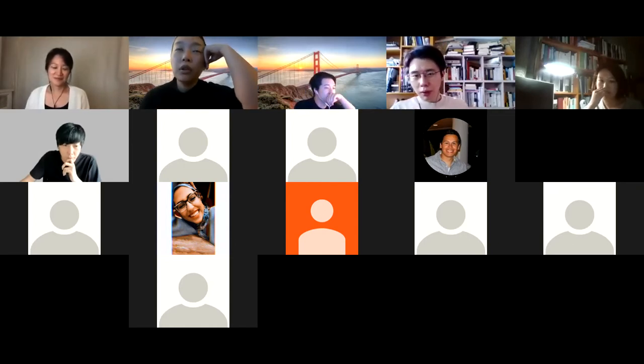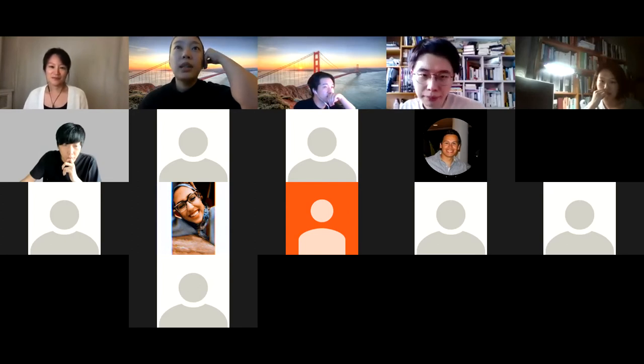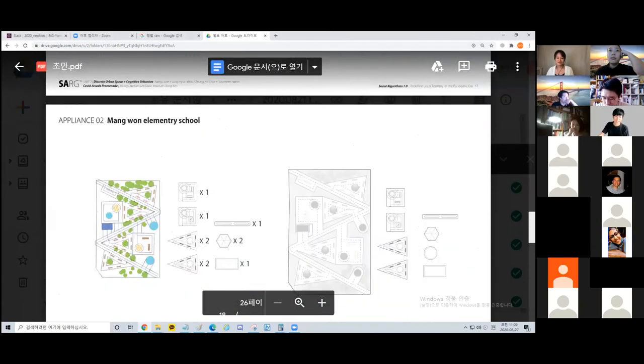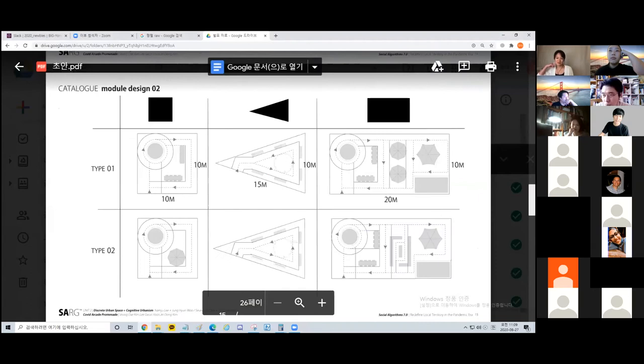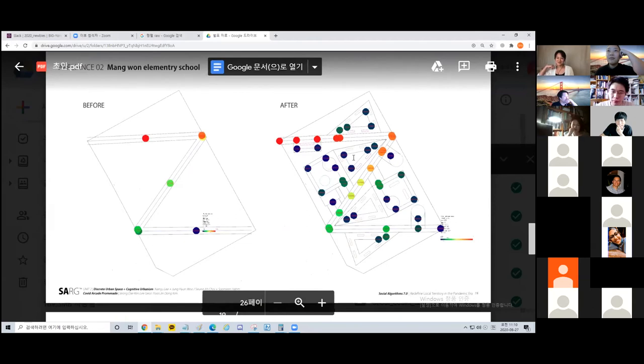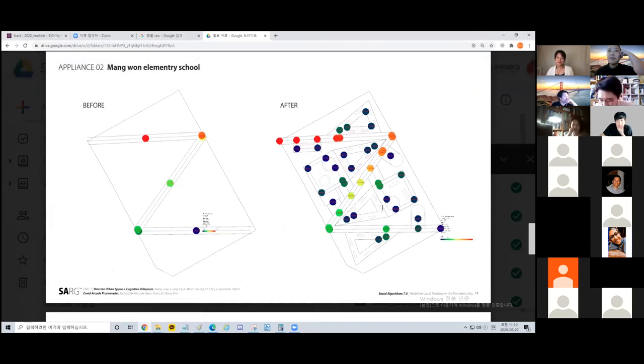Can you keep on sharing your screen? Maybe go to the best page that you like. Maybe the last page. Is this your best page? This page, where we actually use the components in the real network. Yes, this page maybe. Okay, so you are proposing an elementary school plan, yeah? Yes, especially for the playground, not for the school building.